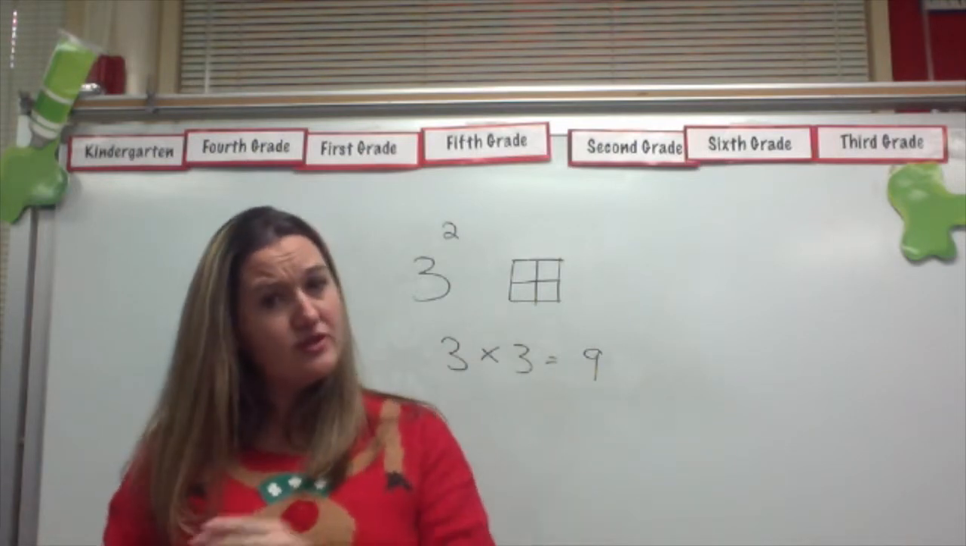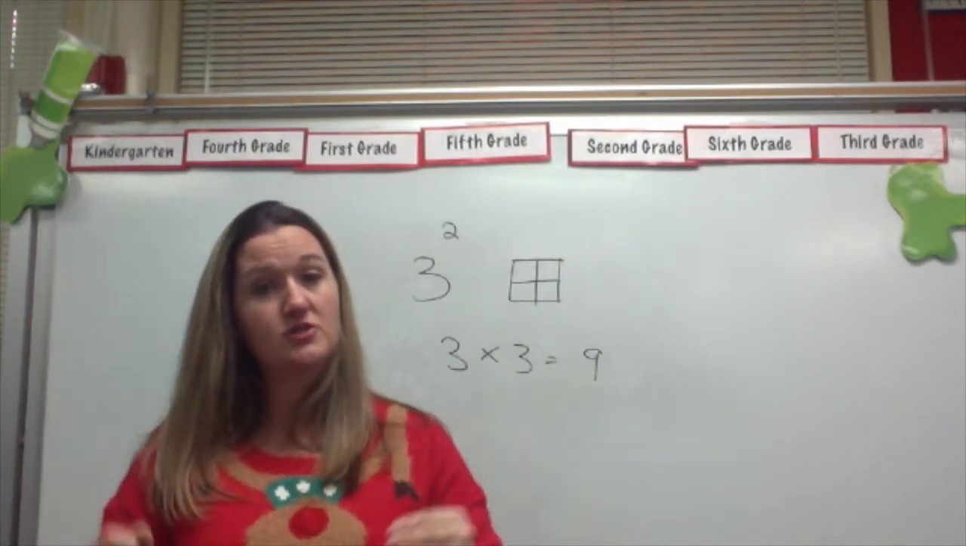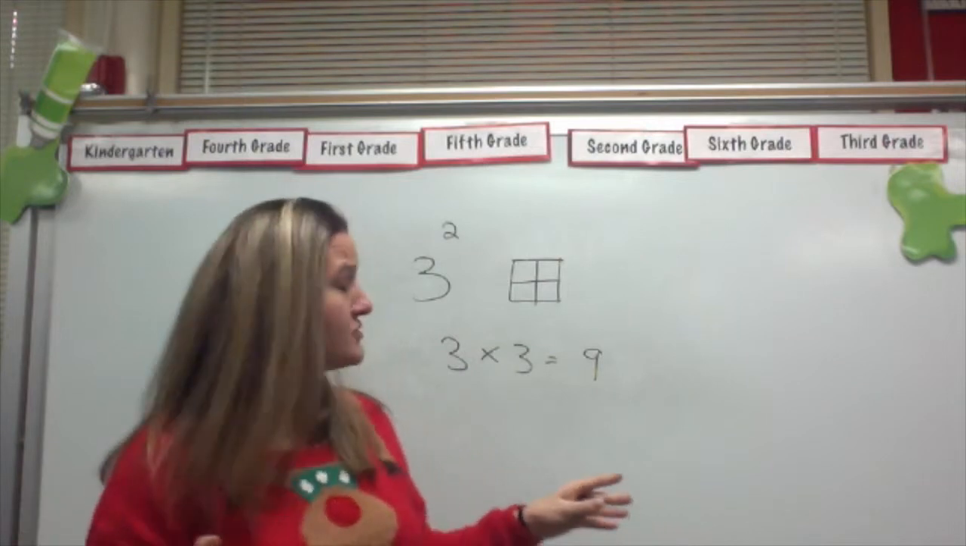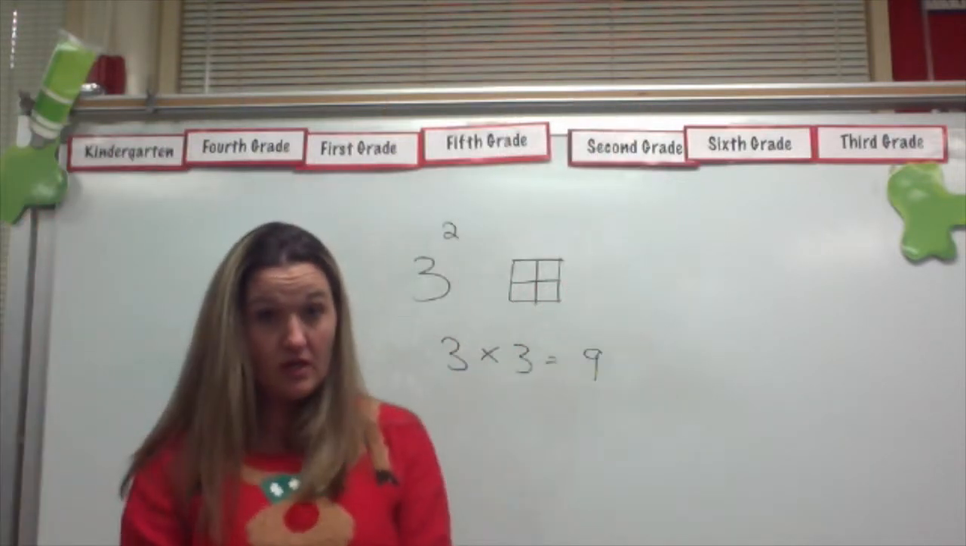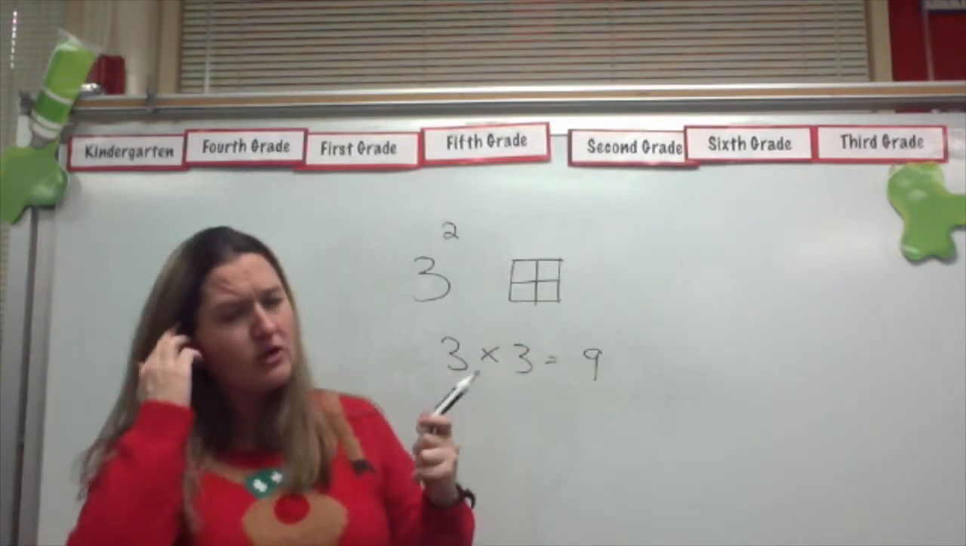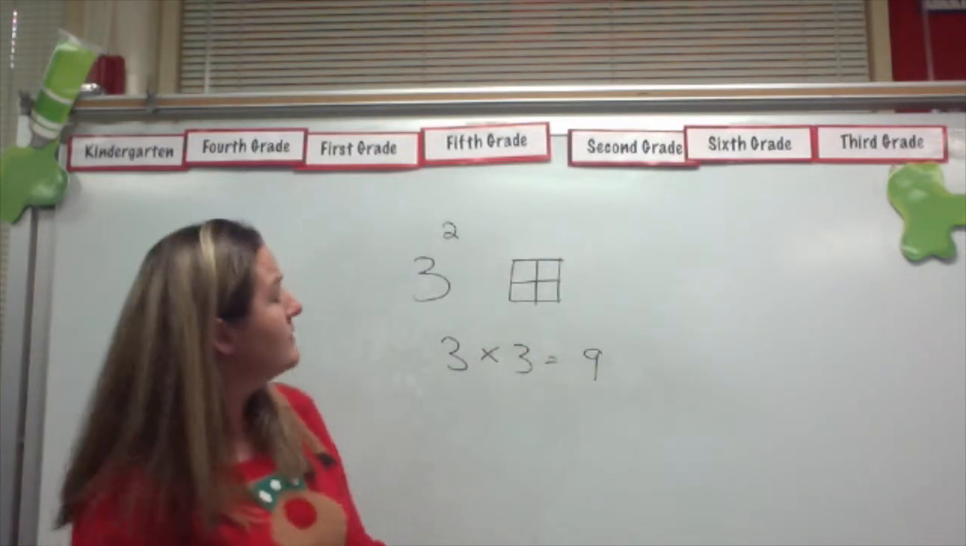So there are only certain numbers. Those numbers are called perfect squares. They're the only numbers where, if you have equal sized boxes, you would actually be able to make a square with those boxes. That's why they're called square numbers.